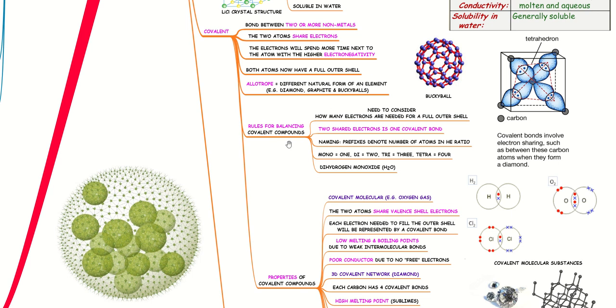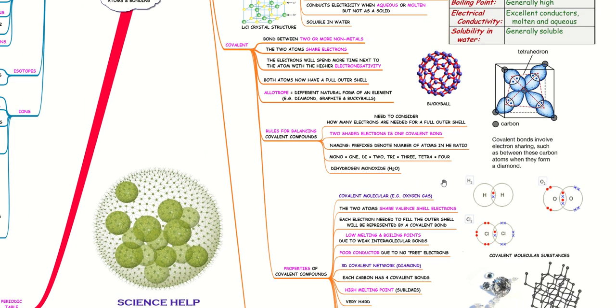Okay, rules for balancing covalent compounds, where they all must attain a full outer shell, and any unpaired electron can be used in a covalent bond. When naming them, prefixes matter, so mono means 1, di means 2, tri means 3, and tetra means 4. The word water, if it was to be put into a covalent compound, would be dihydrogen monoxide, as in 2 hydrogens and 1 oxygen.